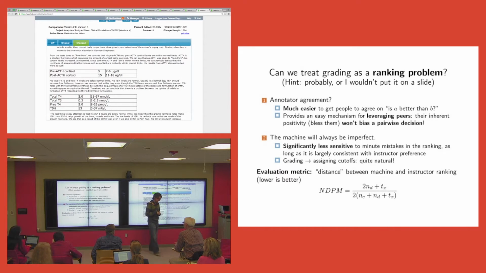I won't go into the details, but basically this is a distance measure between how you would rank the students and how the system ranked the students. So it's trying to measure stuff like how many pairs are permuted in the wrong order and how far off they are, and that sort of stuff.